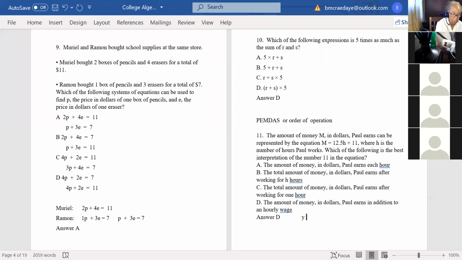Y equals mx plus b. That's the same format, where Y is your total, M is your 12.5, X is your H, and B is your 11. So you look at this equation and say, oh, I know the slope is 12.5. That's the coefficient of my variable, X. And here it's H, but the coefficient is 12.5.